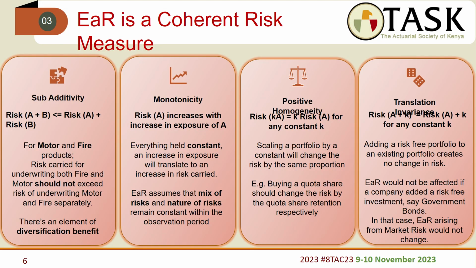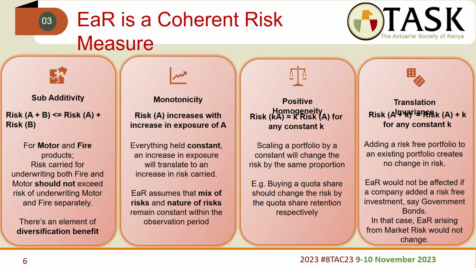The other characteristic is positive homogeneity. What this means is, say you decide we're going to increase our price for motor, as the insurance industry saw an increase in motor prices. When you increase the price of your motor policies, what happens to your risk is that it's going to increase by the same constant. So if you've increased by about 20%, the risk that you carry, you should see it increasing by about the same percentage. We're together? Perfect.